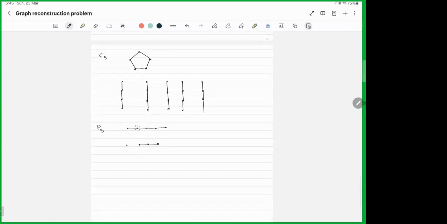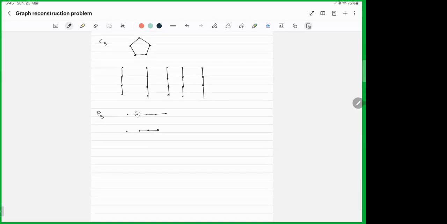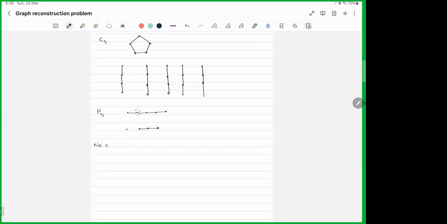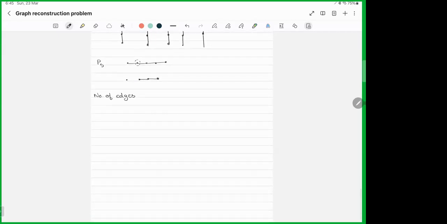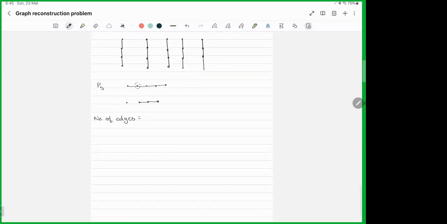I was thinking that first of all, you can find the number of edges in the original graph. Okay, so how will you find the number of edges? Because every edge in the original graph would be there in n-2 of the induced subgraphs. So you just add up the number of edges in all of the subgraphs and then divide by n-2. Exactly. So we can find the number of edges, and then we can also find the degrees of all the vertices.